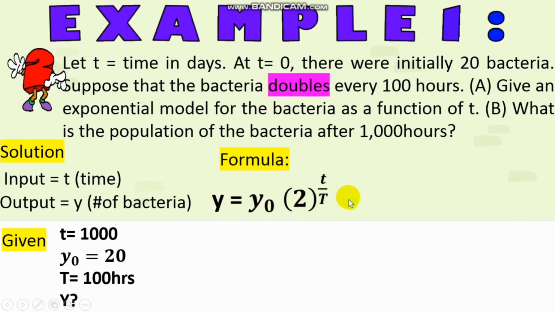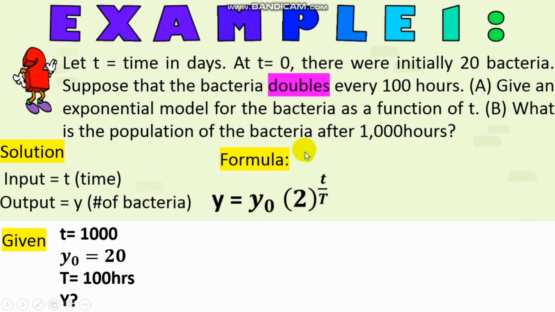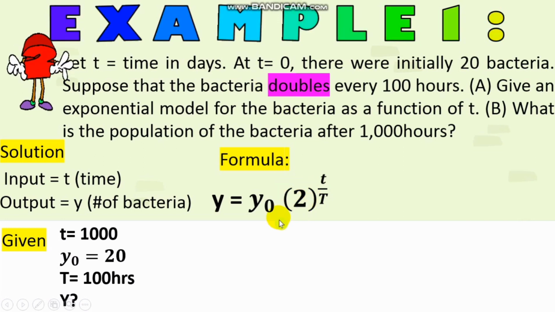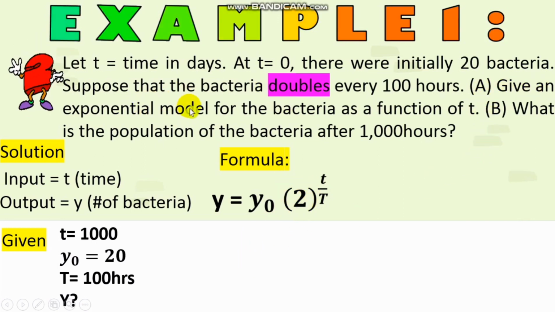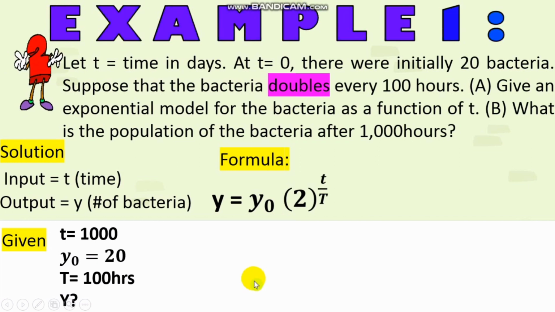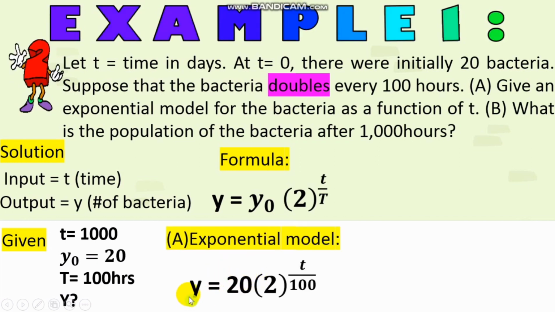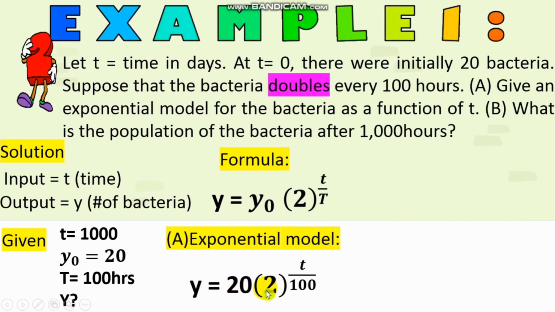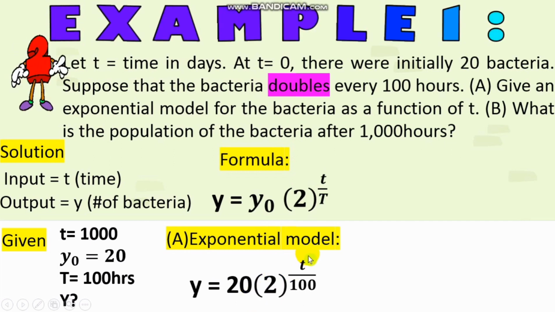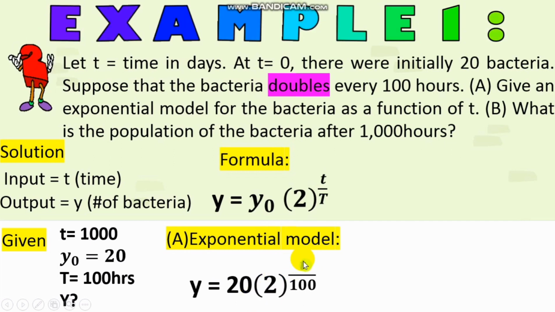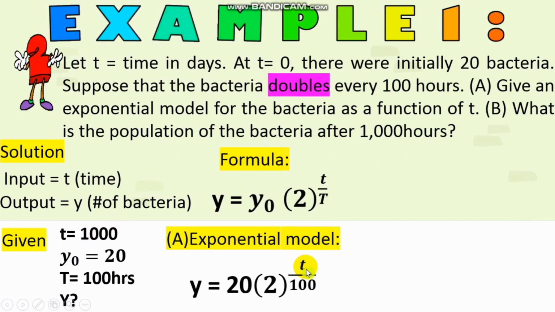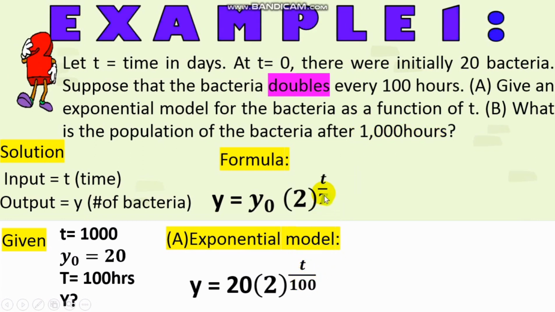So, anong formula natin? Ito yon. So, y is equal to y sub 0 times 2 raised to t over capital T. So, again, yung 2 dito because of the word doubles. Ngayon, to answer letter A, give an exponential model for the bacteria as a function of t. So, ang magiging itsura ng ating exponential model, ganito siya. Y is equal to 20 times 2. So, 20, yun yung initial bacteria, yung y sub 0. And then, yung 2, ito yung doubles. Ayan. Raised to t. Yung t dito ay pwede mong ilagay na yung 1,000, kasi ito yung input natin.